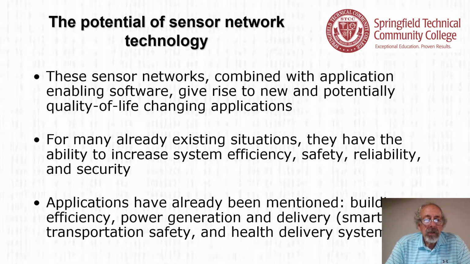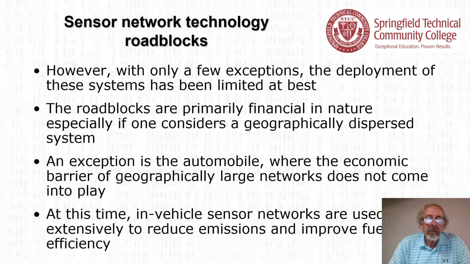Applications have already been mentioned. Building efficiency, power generation and delivery, call that the smart grid, or you might talk about alternative energy sources, transportation safety, and health delivery systems. With a few exceptions, the deployment of these systems has been limited at best at this point in time. The roadblocks are primarily financial in nature, especially if one considers a geographically dispersed system. An exception is the automobile, where the economic barrier of geographically large networks does not come into play. At this time, in-vehicle sensor networks are used extensively to reduce emissions and improve fuel efficiency.